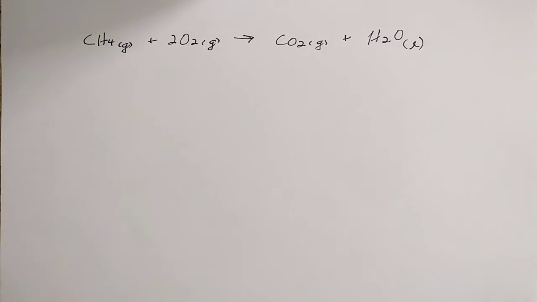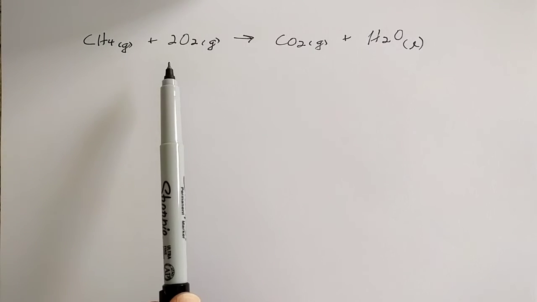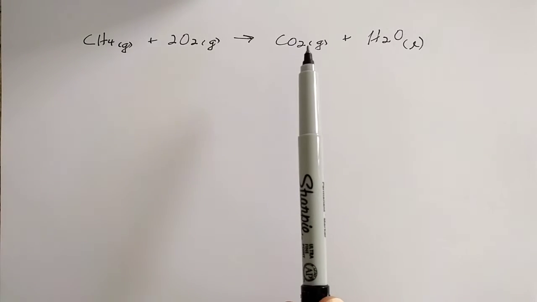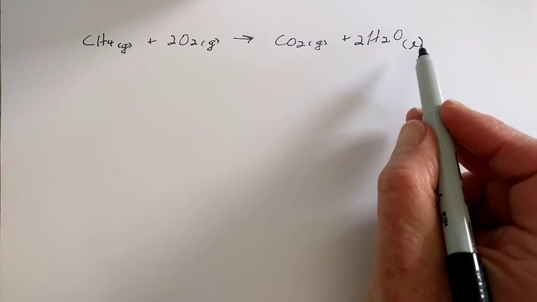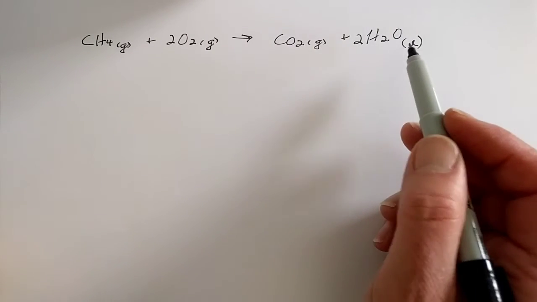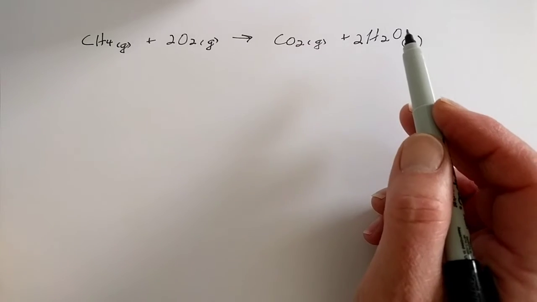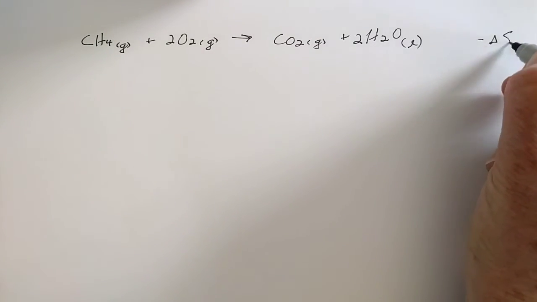All right, so we want to calculate the delta S for this reaction. And before we do that, we're just going to predict the sign of delta S, what we think it's going to be. So we have 1 mole of gas plus 2 moles of gas, so 3 moles of gas on the reactant side. And we have 1 mole of gas and 2 moles of a liquid. So we have gas going to a liquid that is becoming more ordered or less disordered. So we would predict a negative delta S.